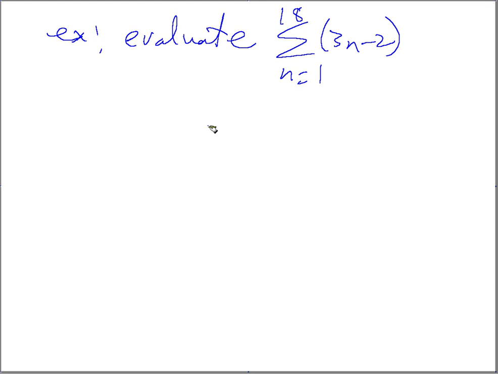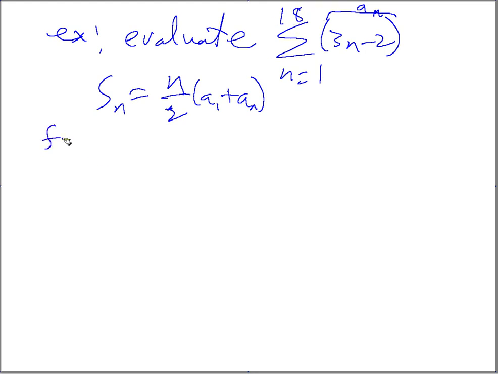Right? So let's go ahead and again use the sum formula. Sn equal to n over 2 times a1 plus an. Now this one is actually not too bad because you're given the nth term in this sigma notation right here. This is my an. So in that case, all we have to do is what? We don't have to use the an formula at all. We just have to plug in the n to get the first term and the 18th term.